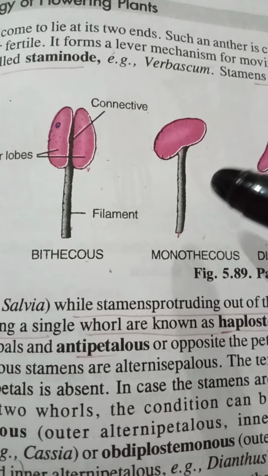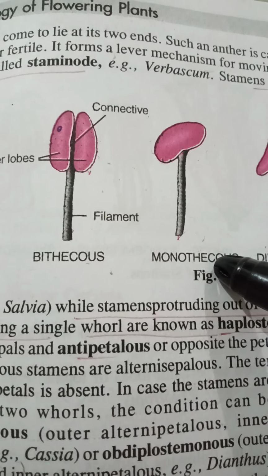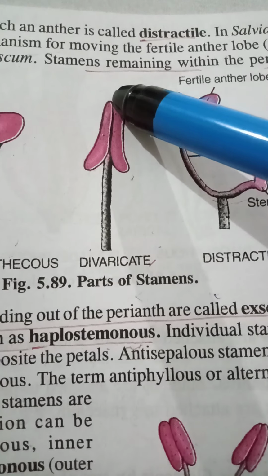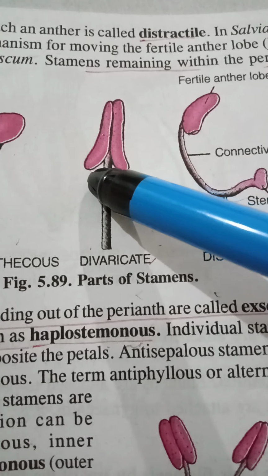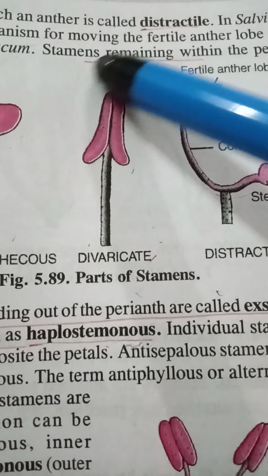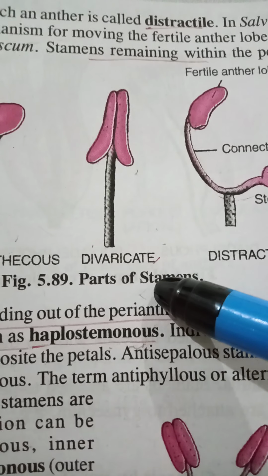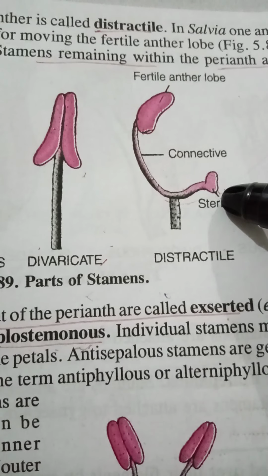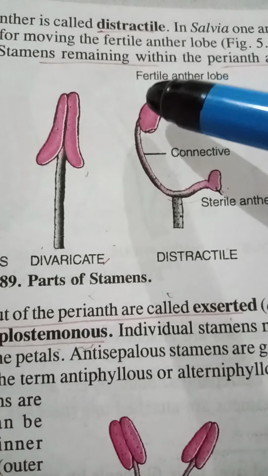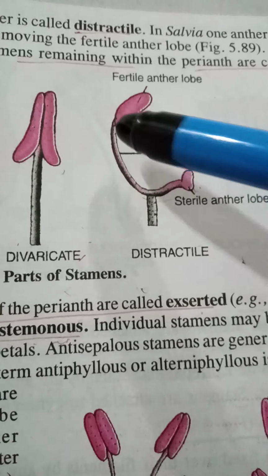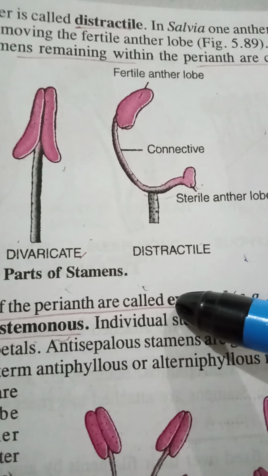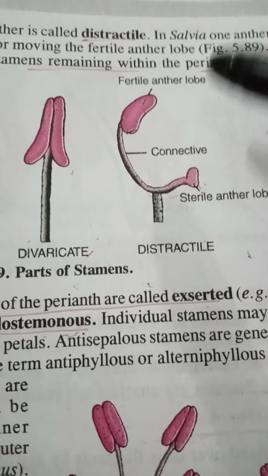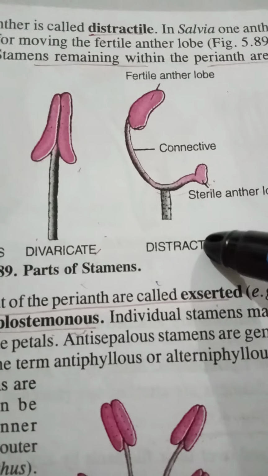Now, if the anther lobes are separated at one end, as you can see in this diagram, if the anther lobes are joined at the top portion but at the basal portion they are separated, then this type of anther is known as the divaricate anther. Again, sometimes the connective elongates, and then the two lobes remain separated far apart. This type of anther is known as distractile. So based on the type of anther lobes or position, it can be of different types.